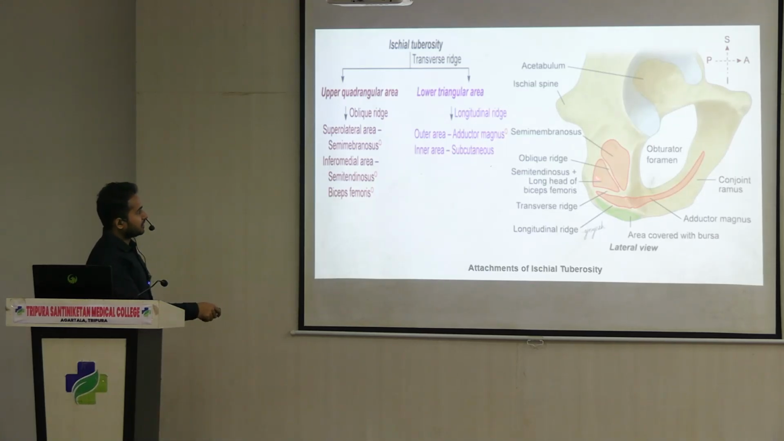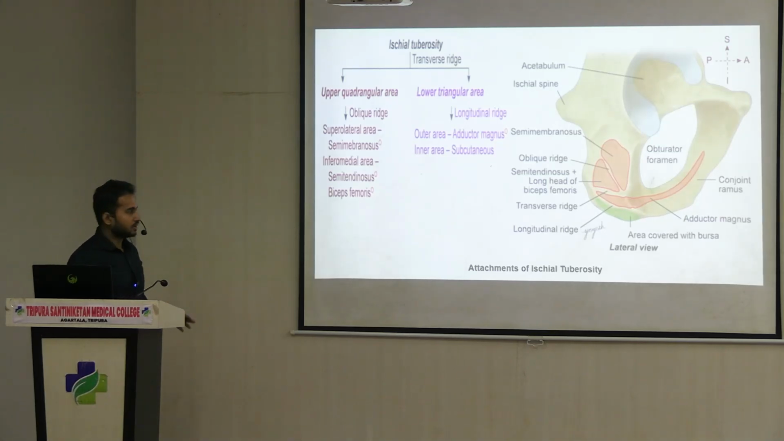Here you can see this is the upper area and this is the lower area. From this particular area we are getting the origin of the semimembranosus. Here we are getting the origin of the semitendinosus and long head of the biceps together. In this lower triangular area, from the outer part we are getting the adductor magnus, and from the inner part no muscle is arising. Instead, one bursa is attached, because this particular part is subcutaneous, and whenever we are sitting, the body weight is transmitted by this particular area.